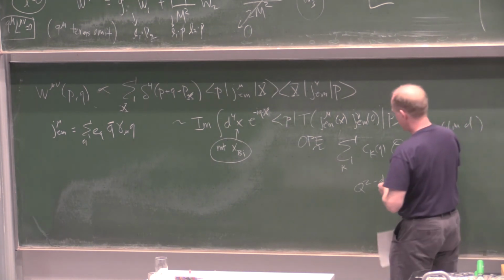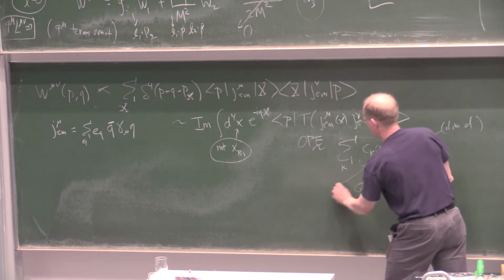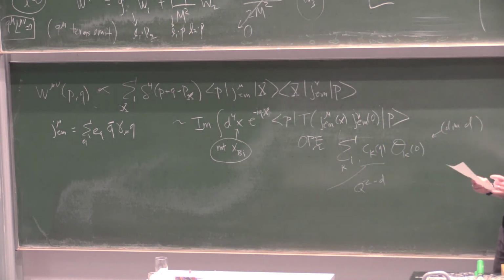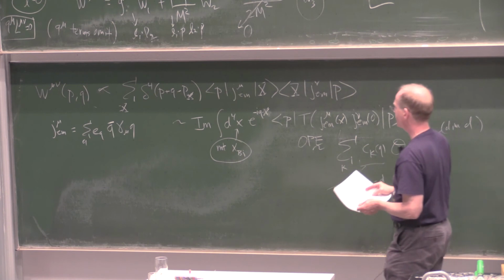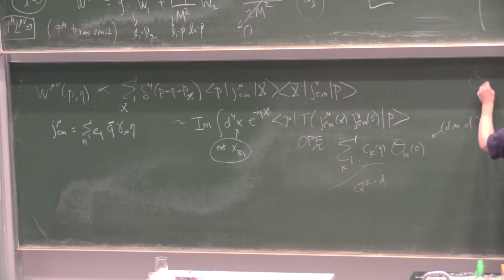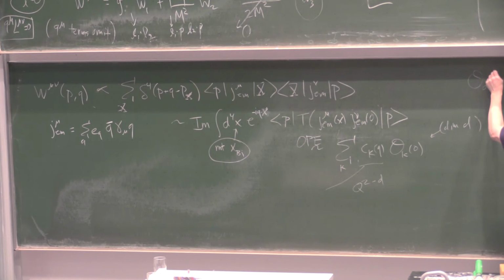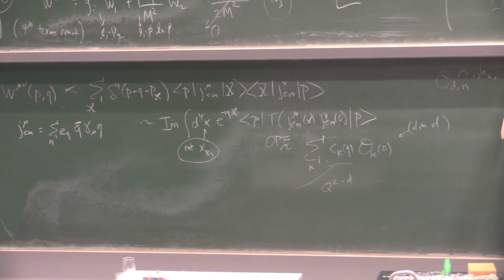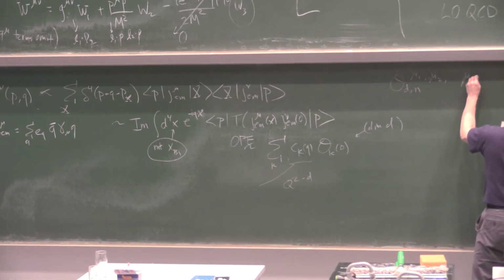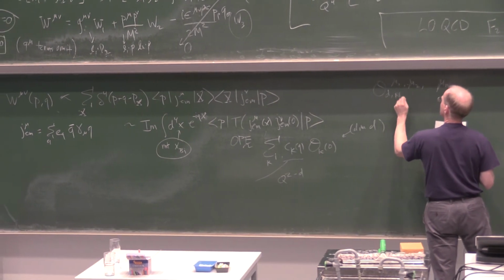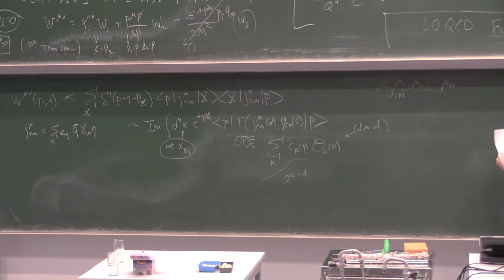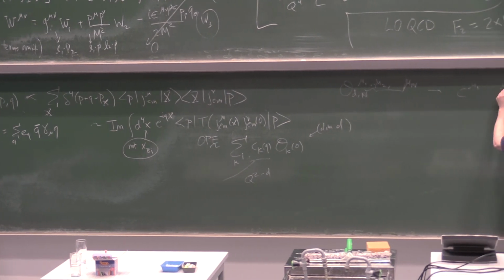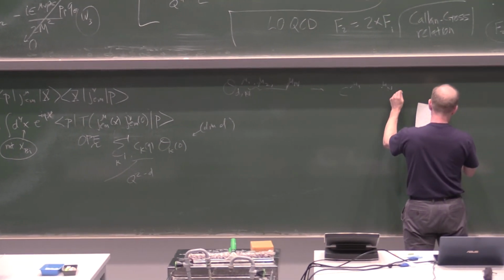But there may be some other factors of Q that can come from the structure of these OPE coefficients. And if the operator has high spin, so let's write an operator with dimension d and spin n that has Lorentz indices mu1 to mu n, which are all symmetrized, then it's going to have a corresponding OPE coefficient, which will have a lot of free indices on it.